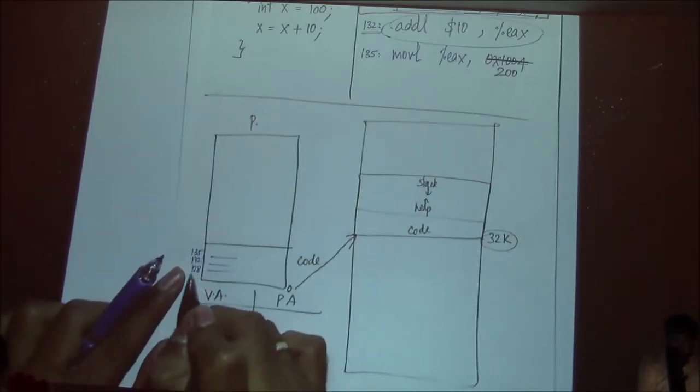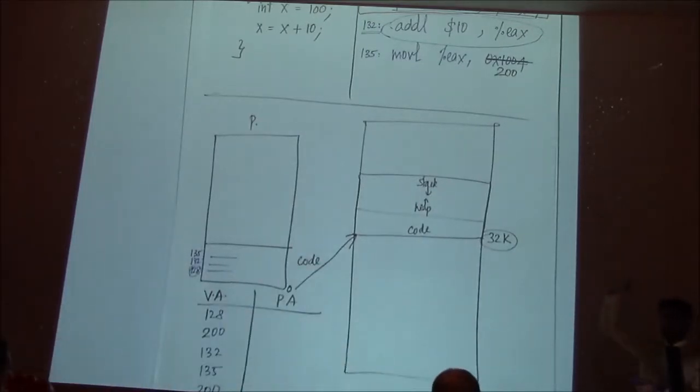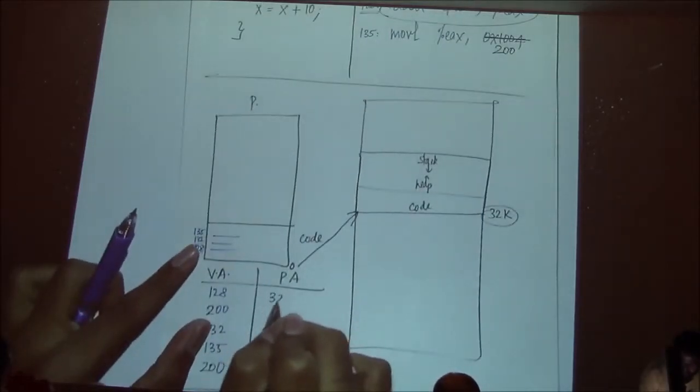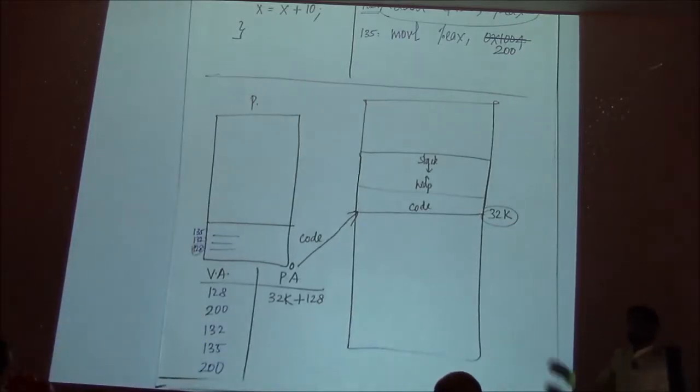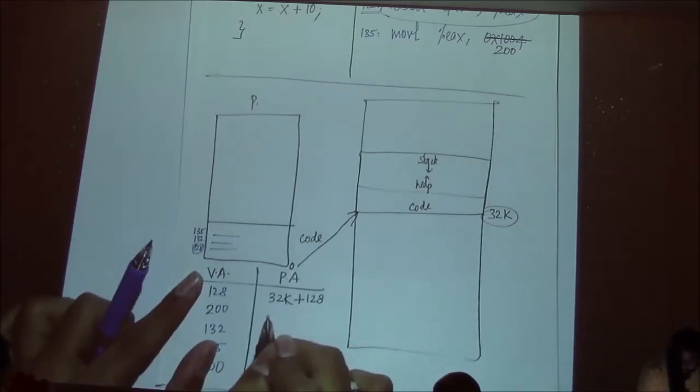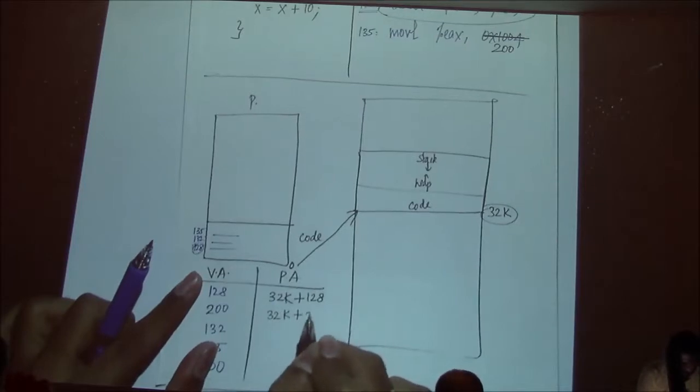And so 128 is just 128 bytes away from 0. All you have to do is say 32K plus 128, and this would be the actual physical address for the first memory access. In a similar way, you can easily figure out this is going to be like 32K plus 200.